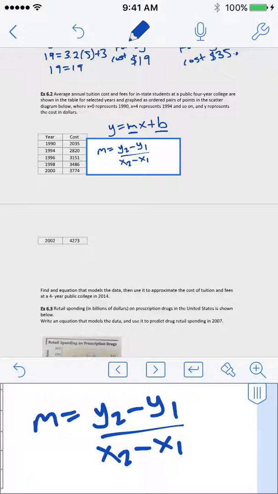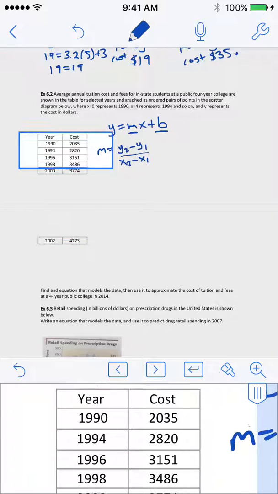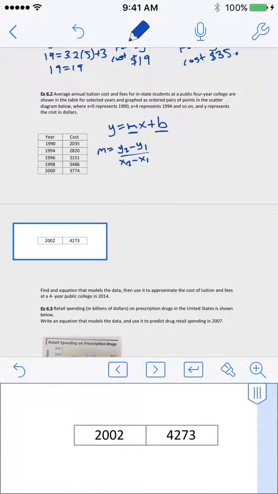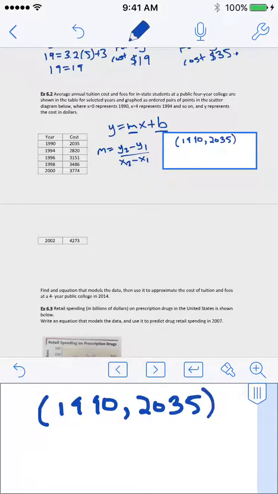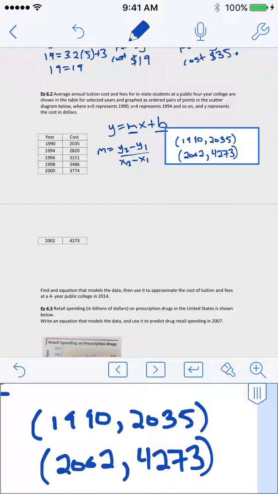Where am I going to find these four numbers? Well, if I look at this table, I've got nice even coordinate pairs, right? I've got 1990, comma 2035, all the way down to 2002, comma 4273. So I'm going to use those as my points: the point 1990, comma 2035, and the point 2002, comma 4273.